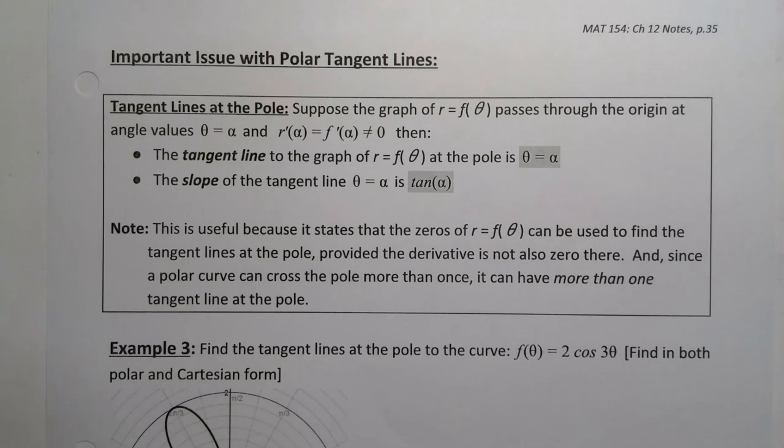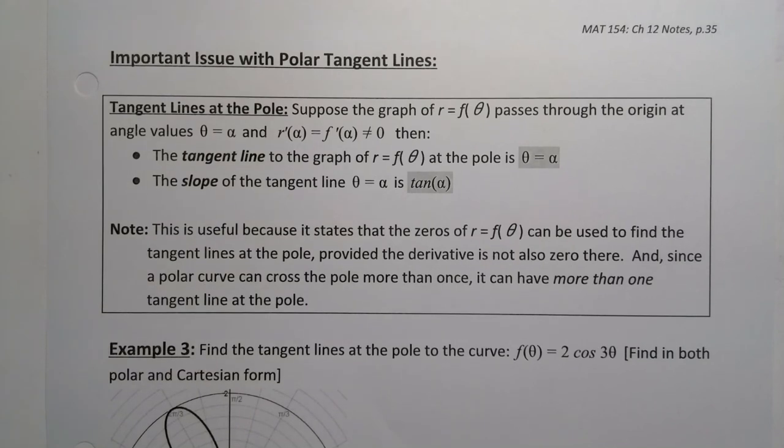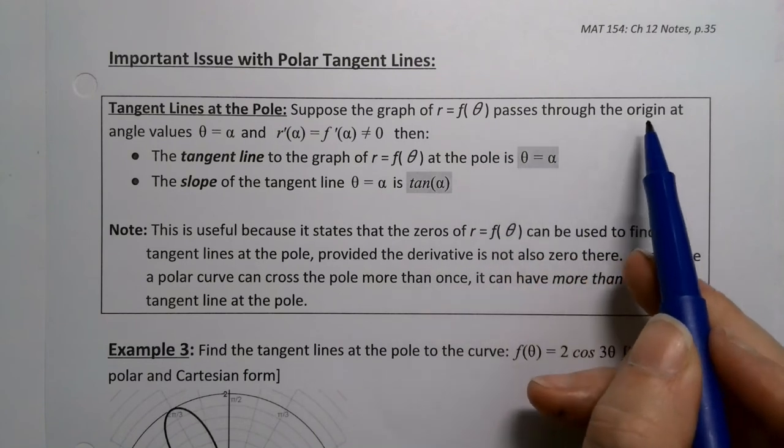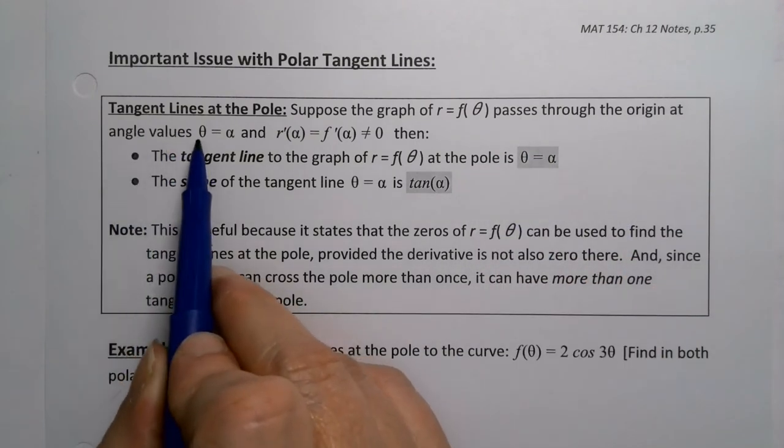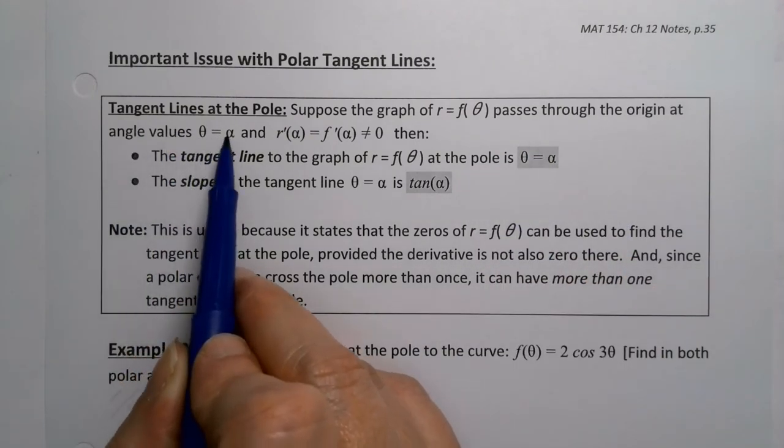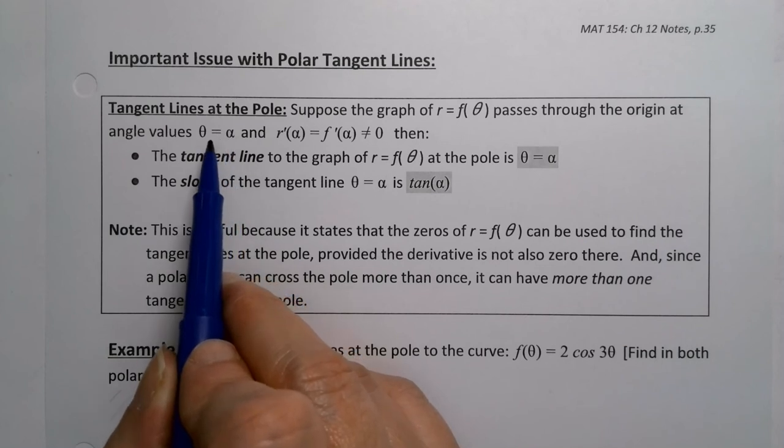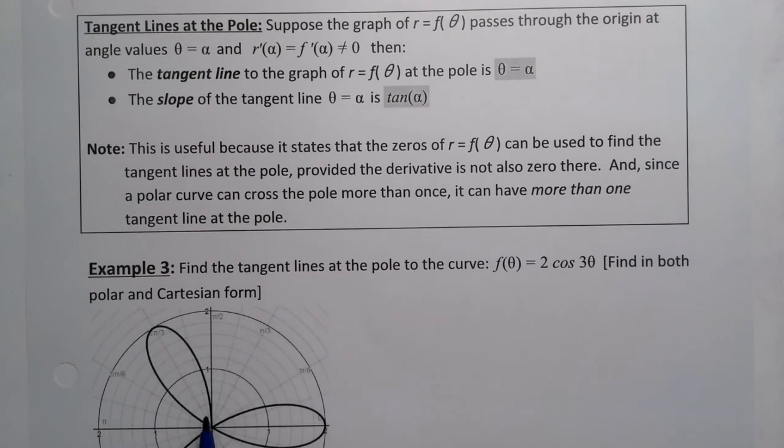There's one more issue that can crop up on us, unfortunately, when it comes to tangent lines for polar equations. And that is tangent lines at the pole, at the origin. That can create difficulties. So suppose that we have a graph of r equals f of theta, and it passes through the origin at angle values theta equals alpha, right? So some alpha angles, it just goes through the origin, sort of like a flower curve, like this one.